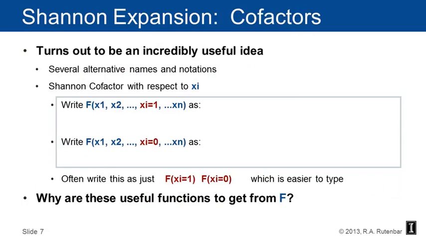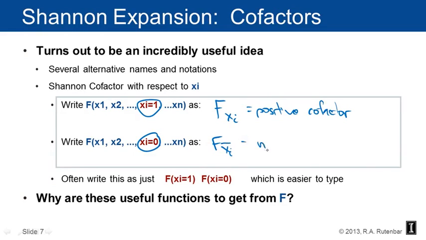They're called the Shannon cofactors. So it's the Shannon cofactor with respect to a variable. And there's a couple of ways you write this. If you take the function and you set the value to be a 1, then the most standard way of writing this would be f of xi as a subscript, and we refer to that as the positive cofactor. And if you set xi to be a 0, we refer to that as the negative cofactor.